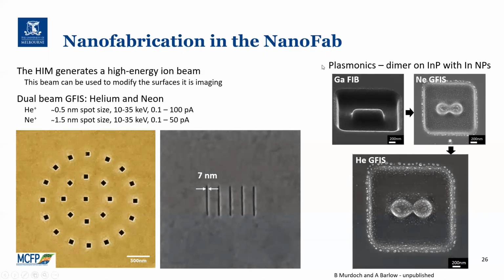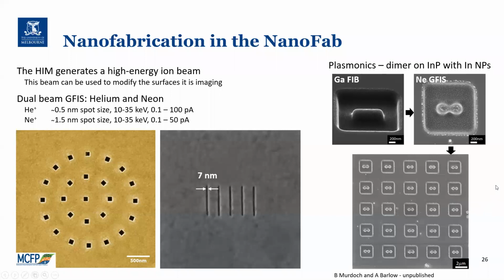On the instruments that also have the gallium FIB column, you can use the gallium to create a very, very large structure. Then use the neon within the gas-filled ion source, which I haven't mentioned yet, but we can have neon and helium through this source. You can use the neon to do some finer structuring, and then finally use the helium to do the finest details. And then we can create arrays of those structures as well. So you can create very many devices for testing.